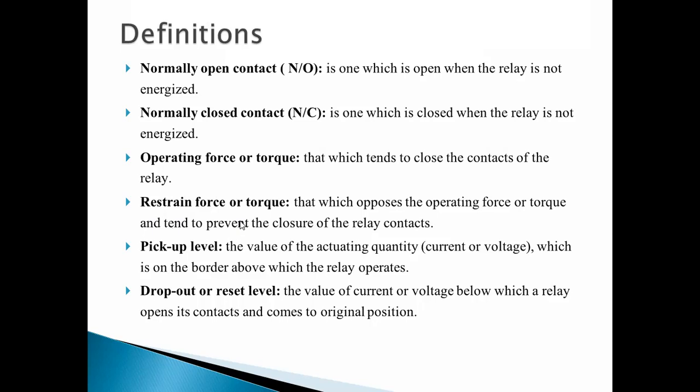So actually there are two coils. First is the operating coil and second is the restraint coil. So in this balance beam type of relay, there are two coils. So in that you will require this definition. This restraint force or torque means that which opposes the operating force or torque and tends to prevent the closure of the relay contacts. Means what is actually that torque? That torque is an opposing quantity, and always it is required for it. We can say it is a driving force.